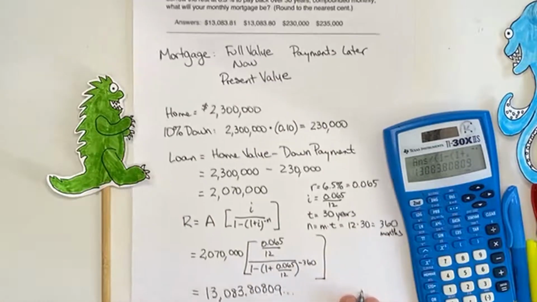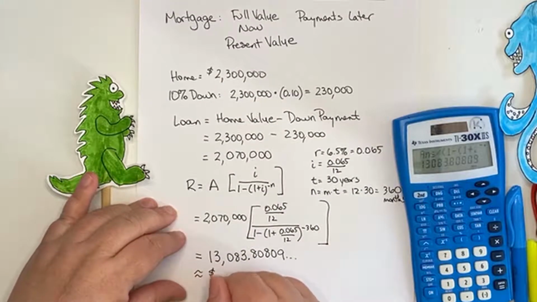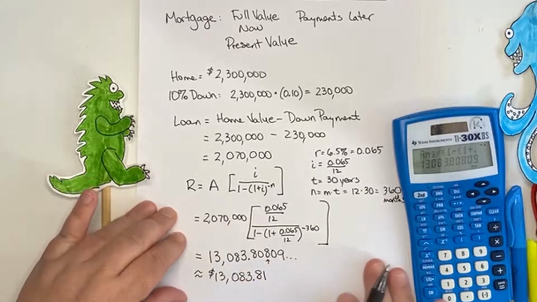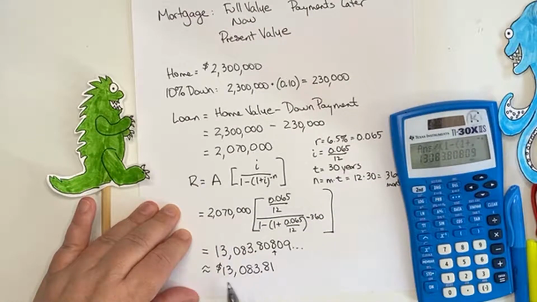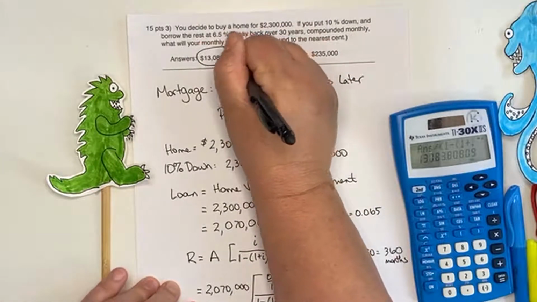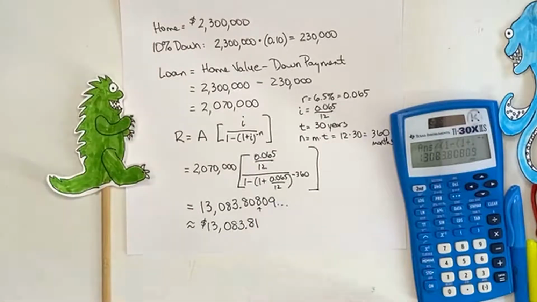And again, this says round to the nearest cent. So down here, I'm going to round to 13,083 point. I'm looking at that 8, trying to decide if it's bigger than 5. It is, so I'm going to go up to 81. Okay, fingers crossed. Can you see it? $13,083.81. Oh my goodness, it's right there. Yay! And let's just pause for a second. That's amazing: a $13,000 mortgage per month to buy a $2.3 million house.